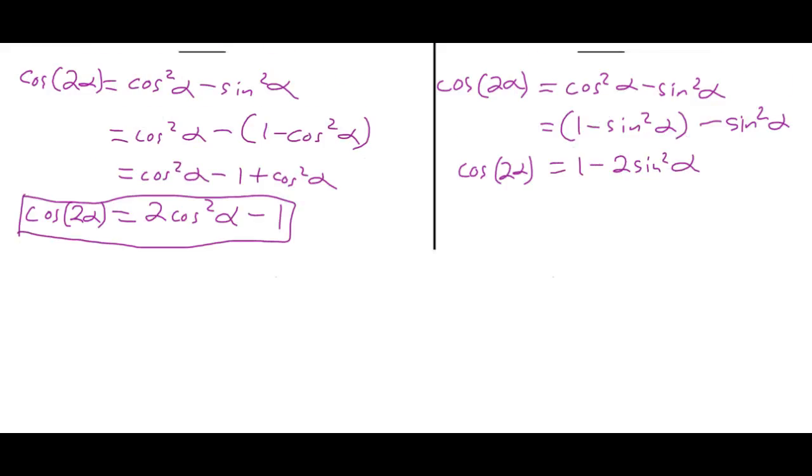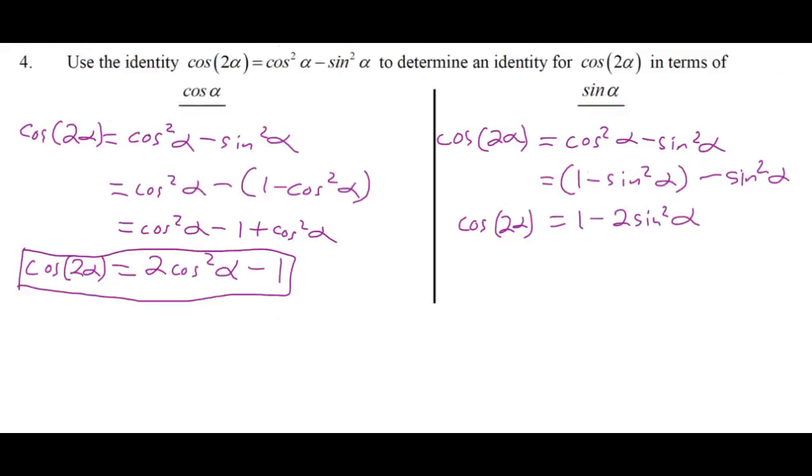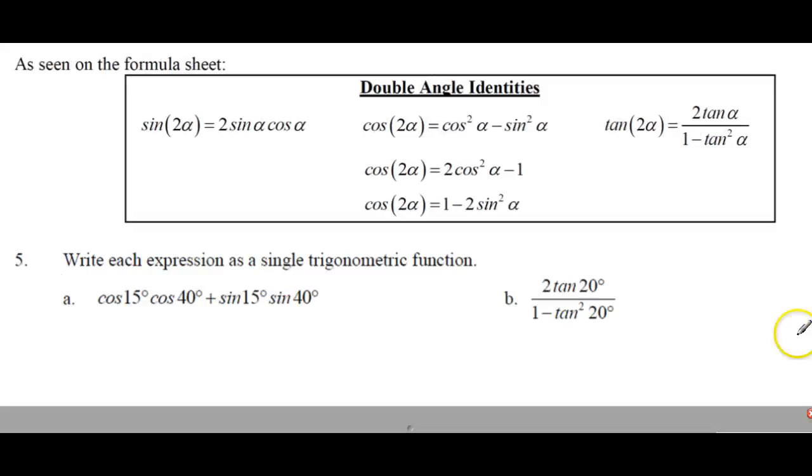And lo and behold, go down a page, and behold, as seen on the formula sheet, the sine of 2 alpha is just one little lonely 2 sine alpha cos alpha. But the double angle identity for cosine can be cos squared alpha minus sine squared alpha, or, replacing this, 2 cos squared alpha minus 1, or replacing this, 1 minus 2 sine squared alpha. And tan 2 alpha is just this guy, 2 tan alpha over 1 minus tan squared alpha.